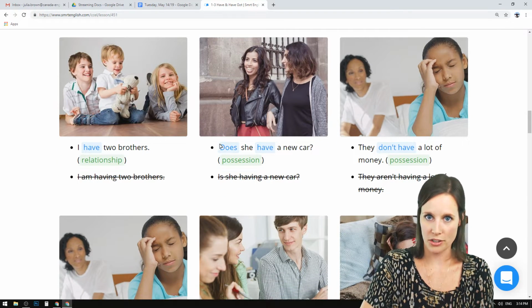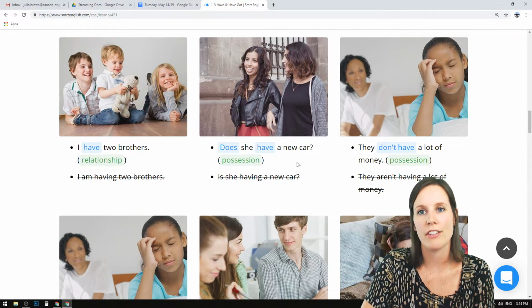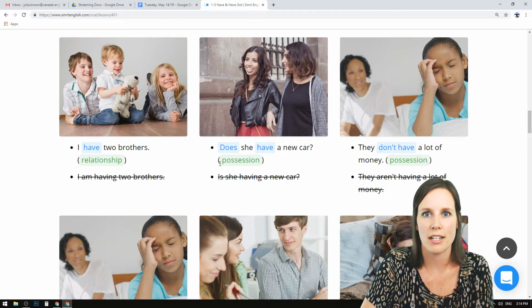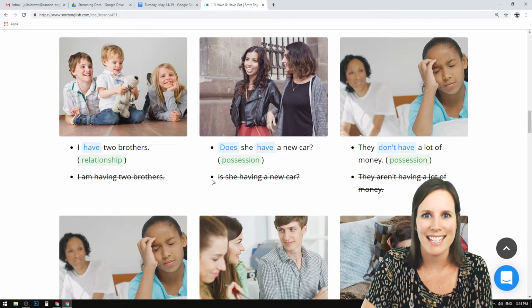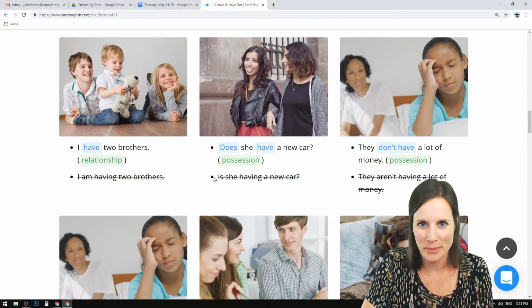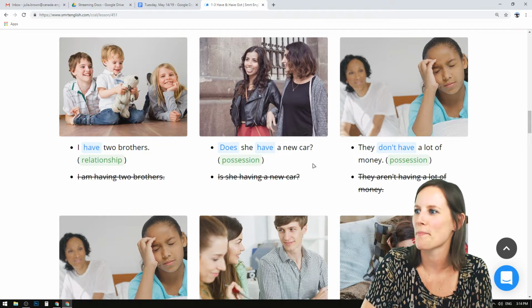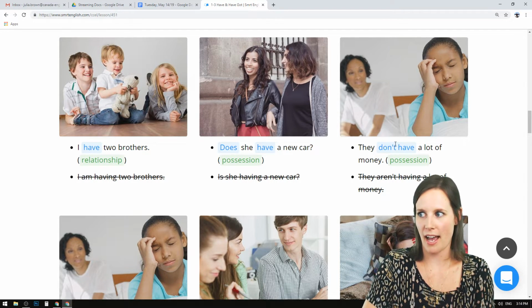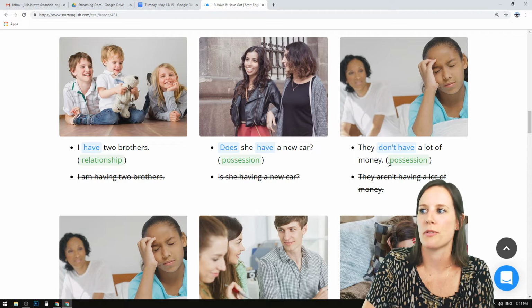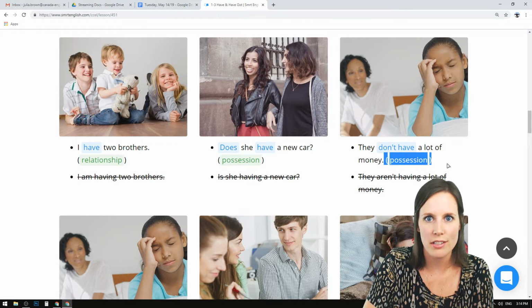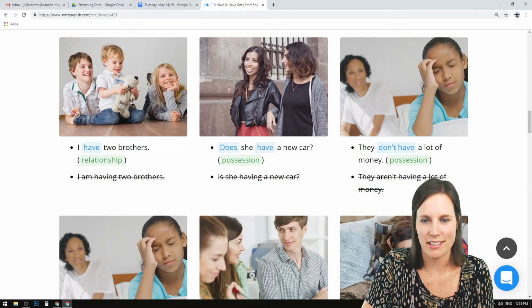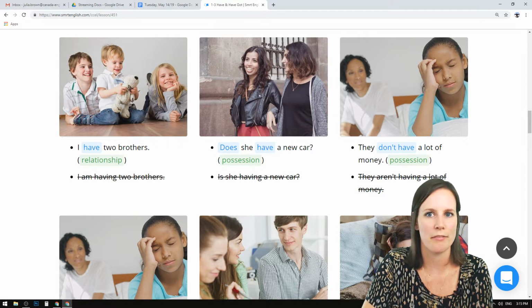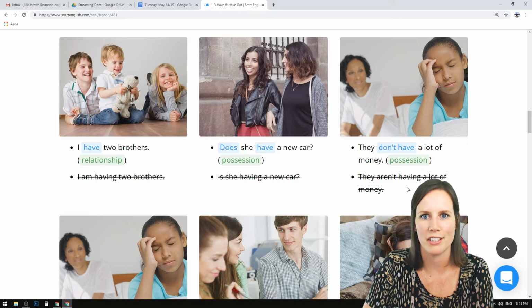So we have a question. Does she have a new car? So this is a question about possession. We would never ask, is she having a new car? Okay? Not possible to do that, right? They don't have a lot of money. This would be an example of a possession type of sentence. Never continuous tense, okay? They aren't having a lot of money is not grammatically correct, okay?